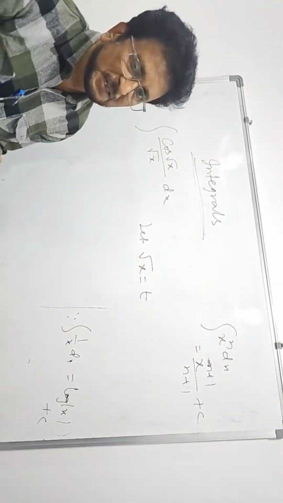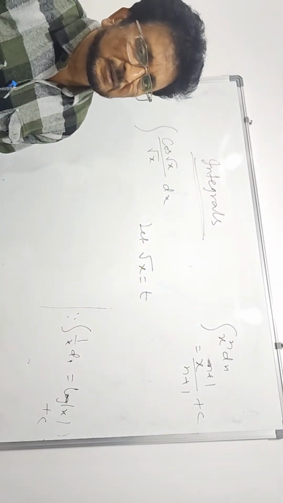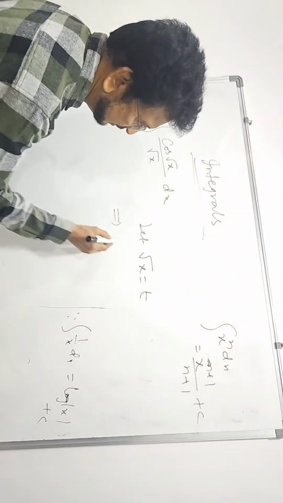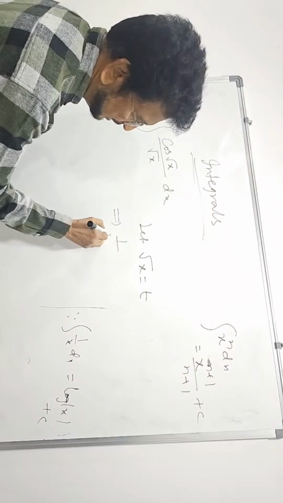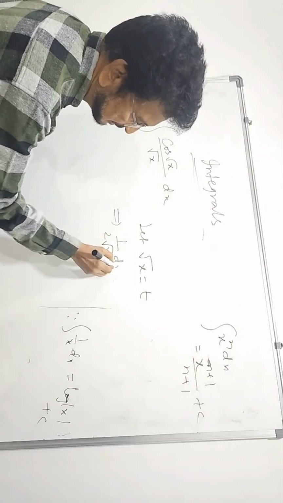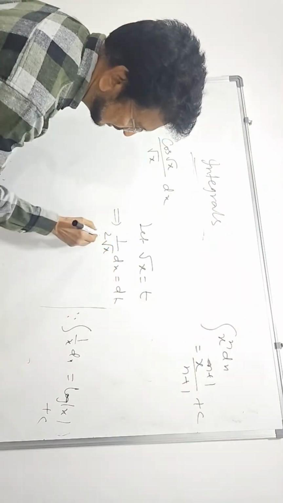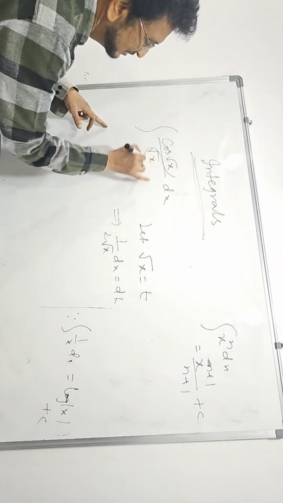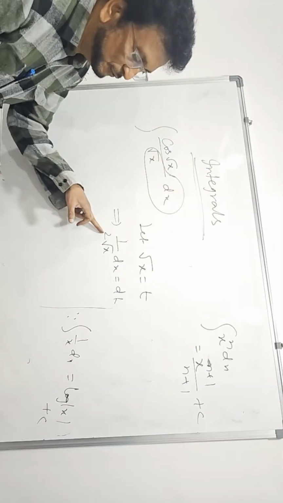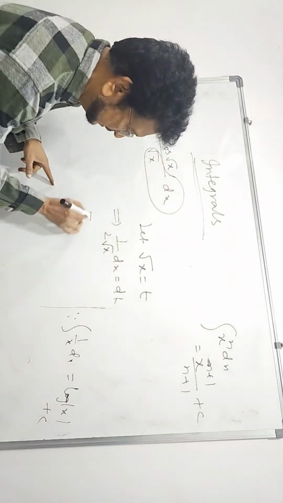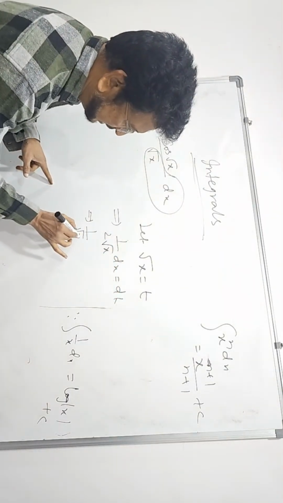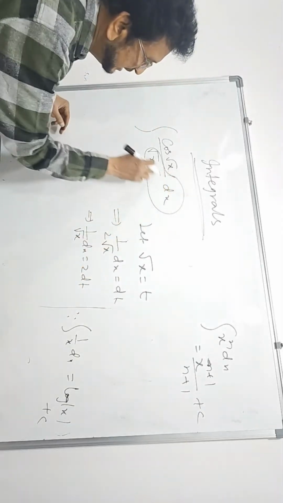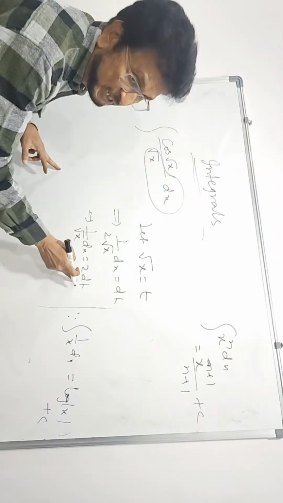What is d by dx of root x, you know? 1 by 2 root x. Correct. If I differentiate both sides, 1 by 2 root x dx is equal to dt. See, 1 by root x is already there. Therefore take this 2 to the right side: 1 by root x dx is equal to 2 dt. In place of dx by root x we have to substitute 2 dt.